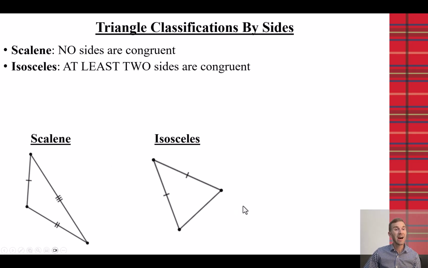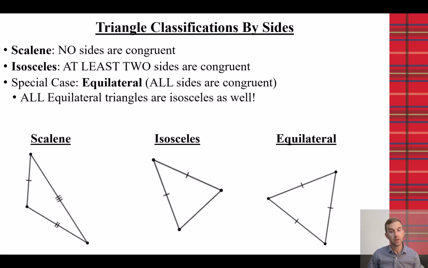We can also have isosceles triangles where at least two sides are congruent. So that's the key, at least two. Here we have two marked, but that means there's got to be a special case. And that special case is called the equilateral triangle, where all three sides are marked as congruent. So an equilateral triangle is isosceles. It's a special case of an isosceles triangle.